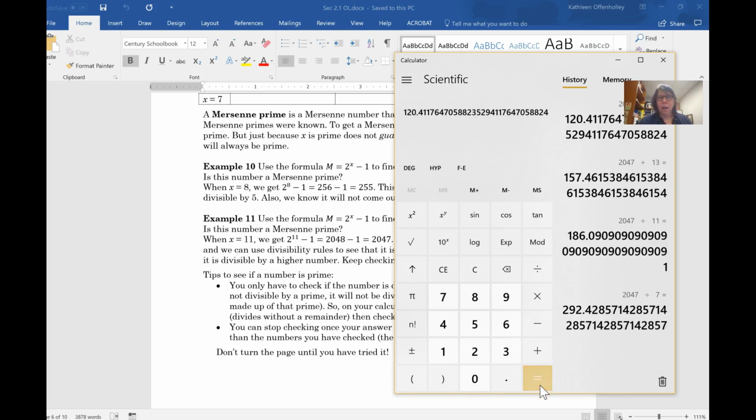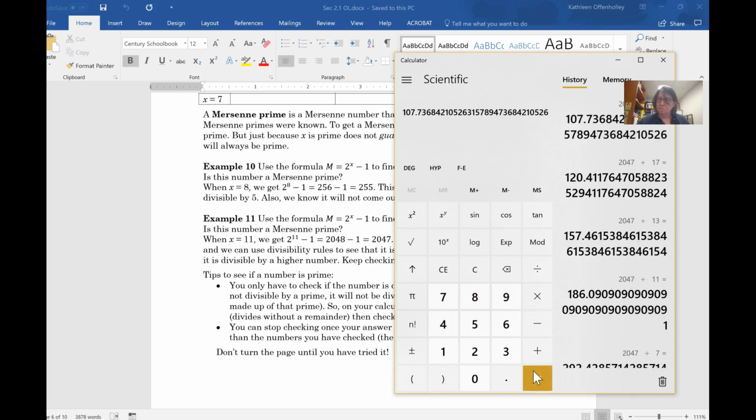Not 17. How do you know when to stop? Well, look at the result I get here. You should not stop until you get results that are the size of numbers you already checked. So now let's try 2047. And I just tried dividing that by 17, right? So what's the next prime after 17? Let's see, 19. Nope. By now you probably want to give up, right? Don't give up. 2047 divided by 23.